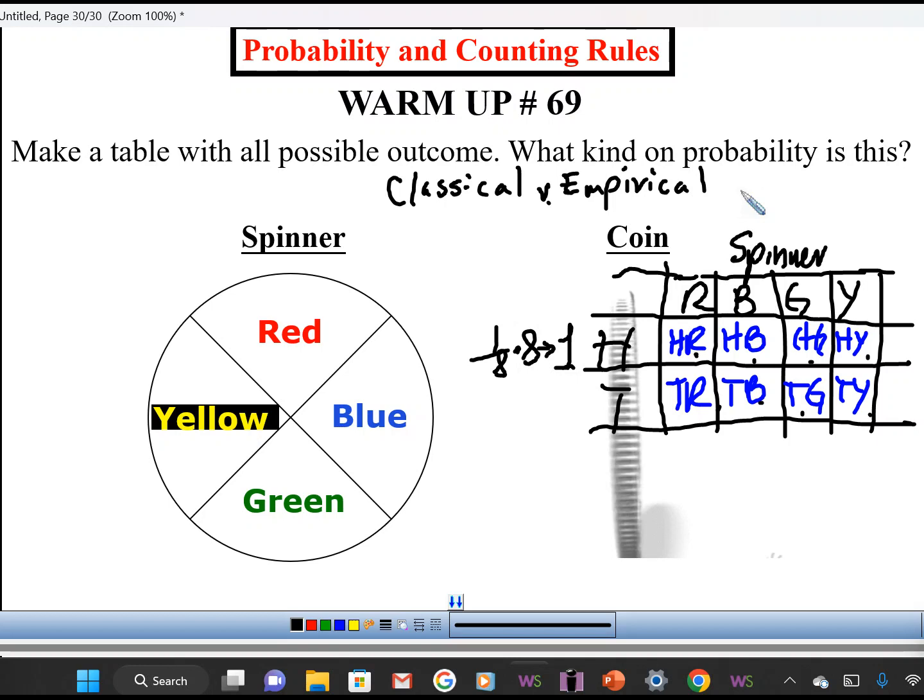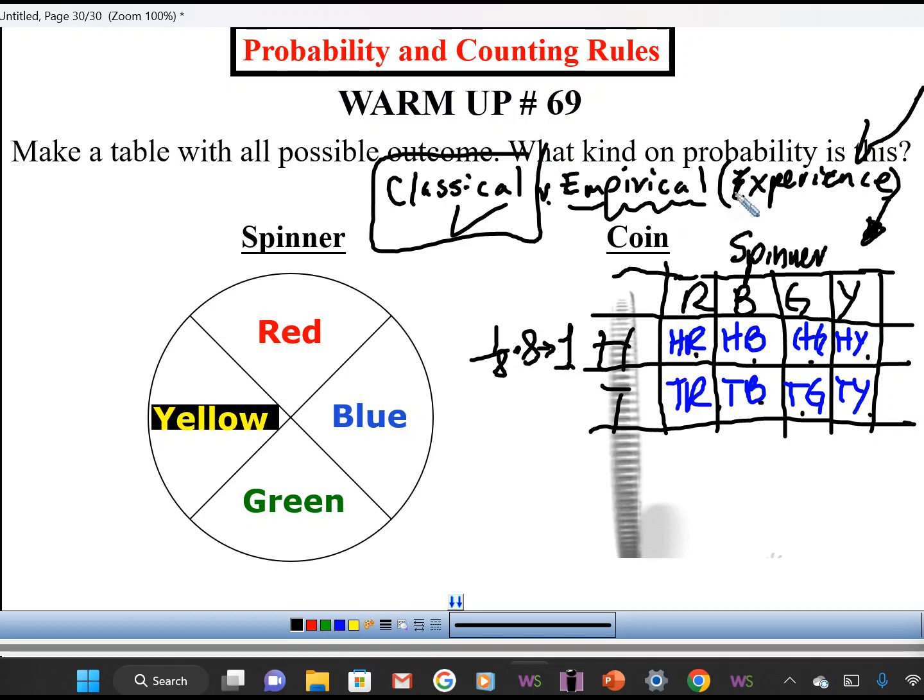So which one did we just do now? Let's see if you understood from what we did last week. Hands if you say it's classical. Hands if you say it's empirical. It's classical because we didn't even spin or toss anything. Empirical is through experience. Remember that we did with the die, where I got you to do all that tossing? That's empirical. But this one, when we don't have anything done, we just come out with all the outcomes, that is the classical probability. Now, if I would have given you a coin and a spinner to spin, then what would that be? Through experience, so that would have been empirical. Thank you, Mr. Q.